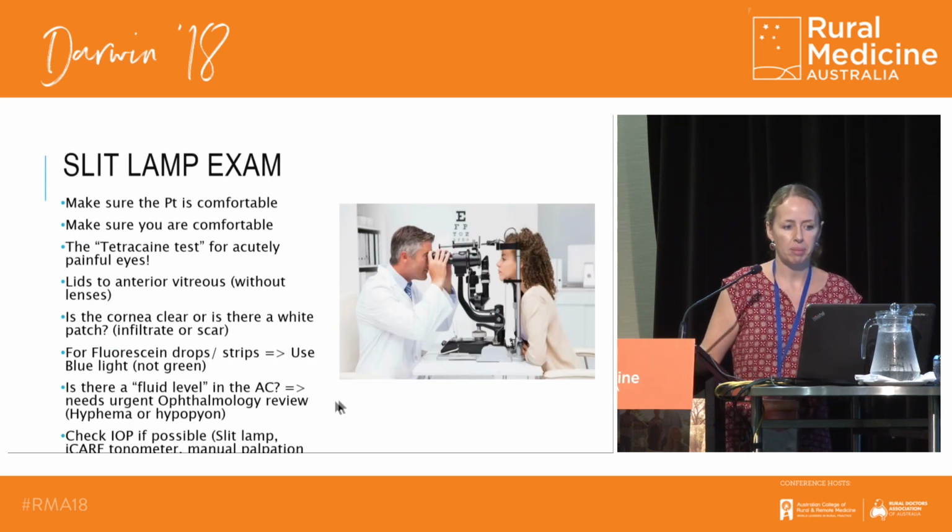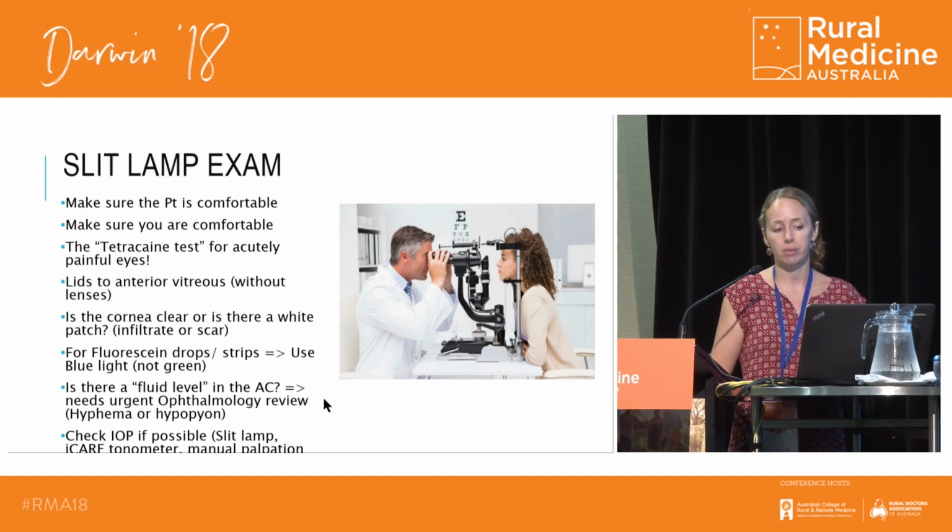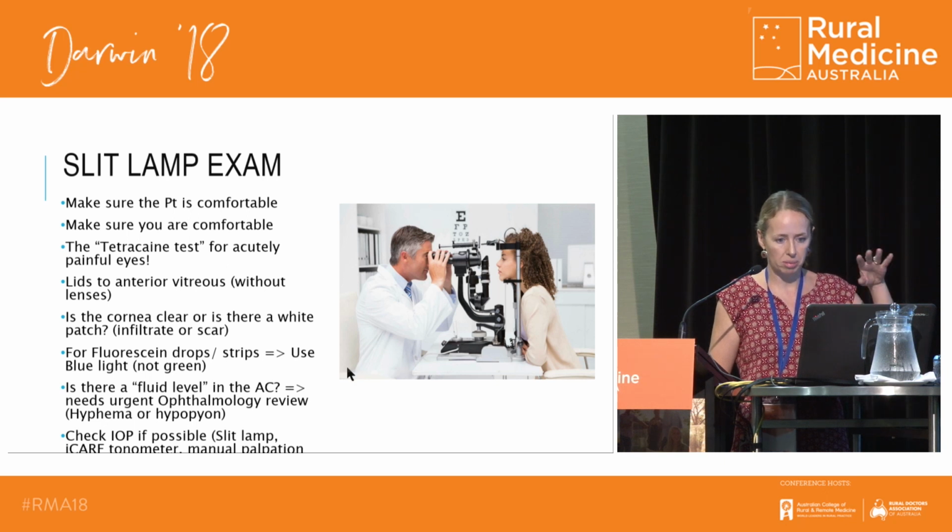Now, moving on to the slit lamp exam. If you have access to a slit lamp, make sure that the patient is comfortable. That's the number one thing. If you have a patient sitting at the slit lamp, but the slit lamp is too high and their head is falling off the chin rest, you're not going to be able to see anything because the patient won't stay still and you won't be able to focus. So make sure that the table is the right height, that the patient's eye is in line with the black line on the slit lamp, and that the patient is comfortable and steady. And also make sure that you're comfortable.